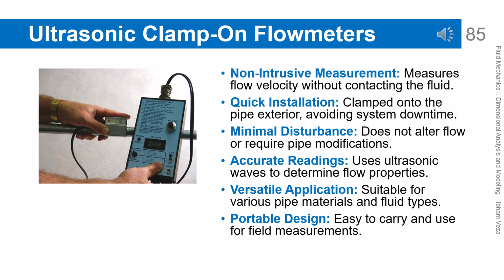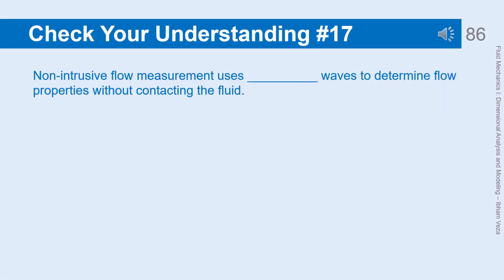Ultrasonic clamp-on flow meters. This flow meter is installed by clamping it onto the outside of the pipe without cutting or opening the system. Ultrasonic waves are used to measure the flow velocity through the pipe wall. This method allows measurements without stopping system operation. Because it does not directly contact the fluid, leakage risk is avoided. This device is very practical for field measurements and energy audits. Check your understanding number 17. Non-intrusive flow measurement uses ultrasonic waves to determine flow properties without contacting the fluid.